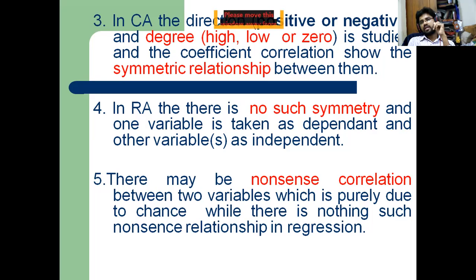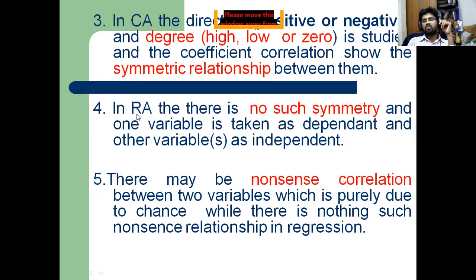So when it comes to regression analysis, there is no such symmetry. In correlation analysis, we cannot define which is dependent and which is independent. In correlation analysis, we cannot specify which is the dependent variable and which is the independent variable. For example, the relationship between you and me, and between me and you, is the same. So in correlation, the coefficient of correlation shows a symmetric relationship.